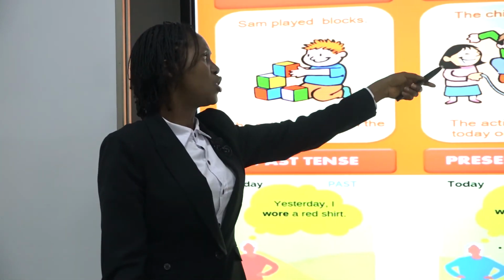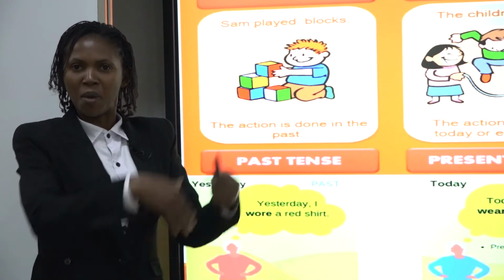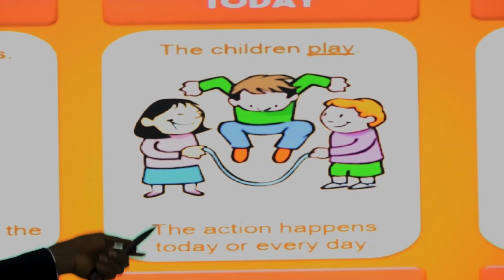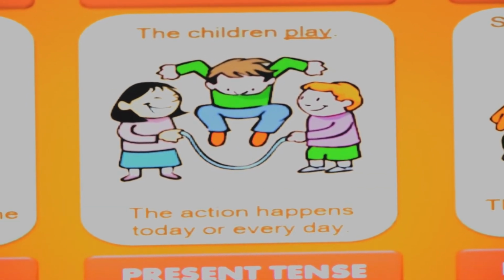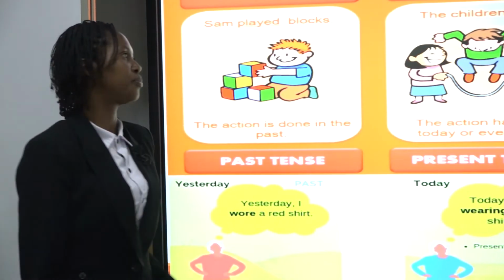Today, the children play. Maybe they are still playing, but the action is in the present. The action happens today or every day. Meaning that the children, every day they play, is a form of habitual action.